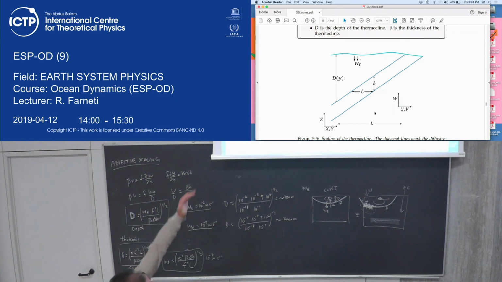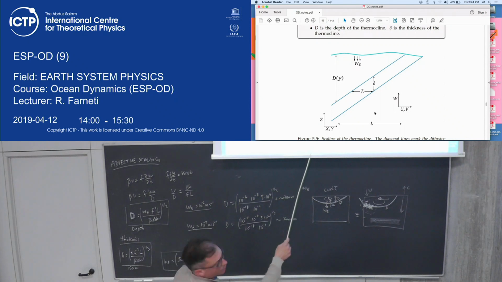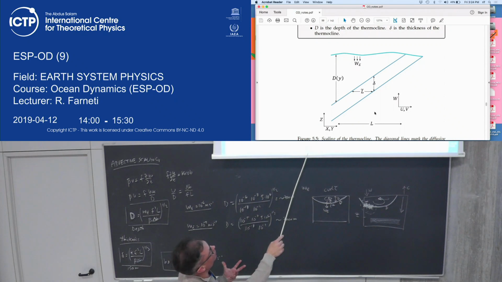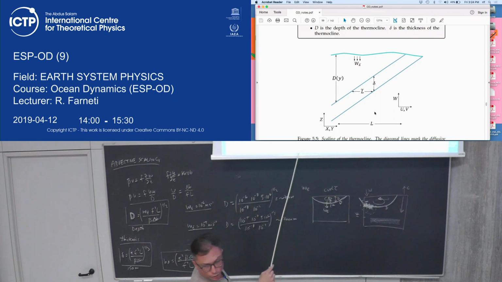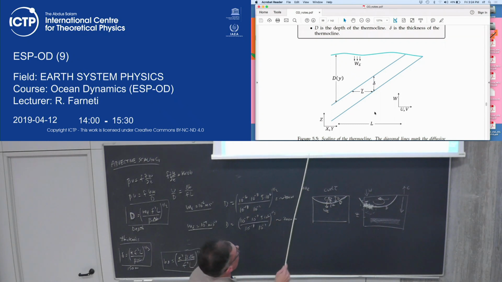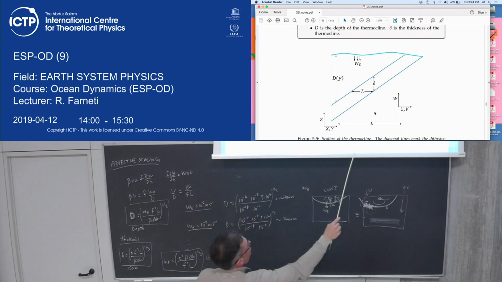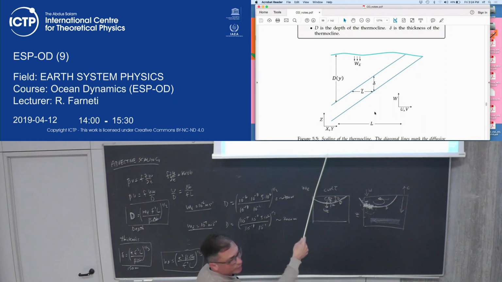So you have an Ekman pumping directed downwards in a subtropical gyre, and that creates a depth of a thermocline. Below this depth D, I cannot feel the wind. Then how thick is this thermocline? That is given by delta.